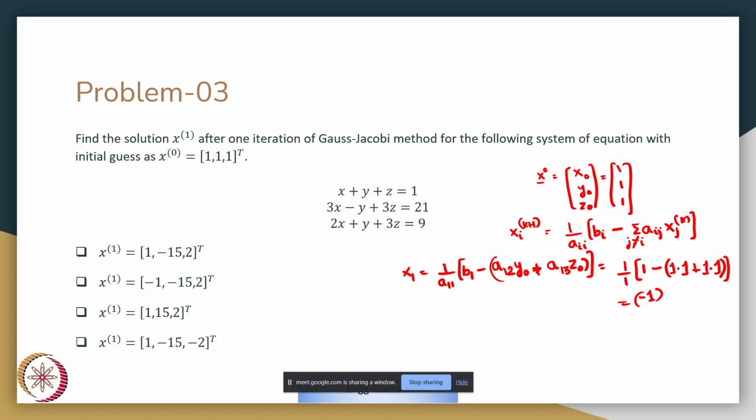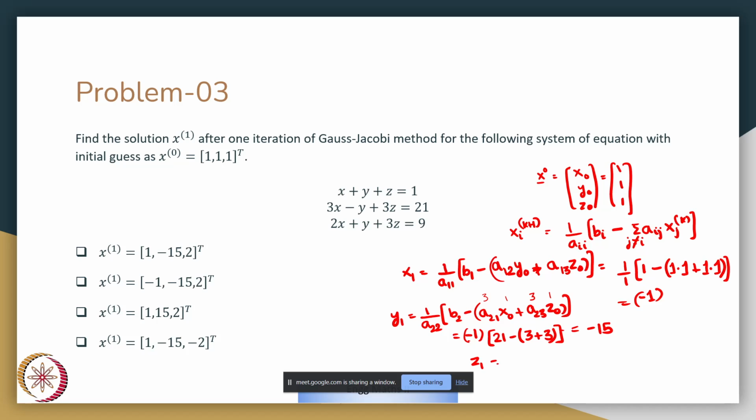So if you want, we can solve it, but from the options it's quite clear that it should be B. But I'll just solve it here. y1 is nothing but 1 by a22 times b2 minus a21 x0 plus a23 z0, which in this case turns out to be: a22 is minus 1, so minus 1 times, a21 is 3, x0 is 1, a23 is also 3, z0 is 1, so 3 into 1 which is 3 plus 3, so this should be minus 5.